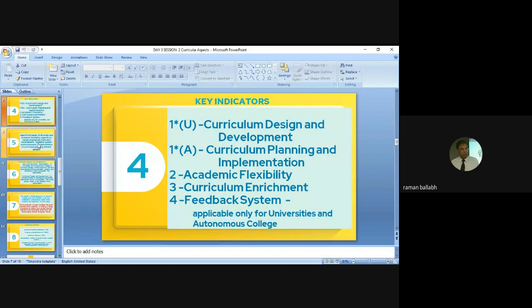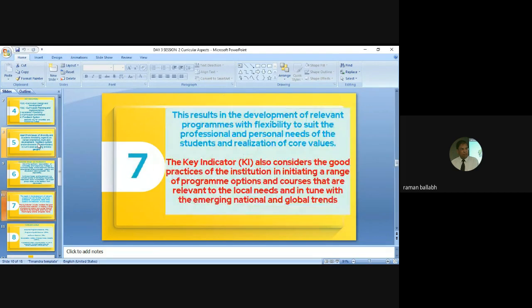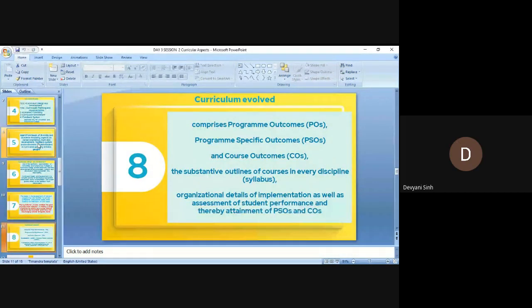Can't hear you, sir. Ma'am, let's start with the curriculum designing and development, right? Okay. The curriculum is designed by the university on the basis of program outcome, and on the basis of these program outcomes, the specific outcomes and the course outcomes are there. When these outcomes are defined, then the entire curriculum is evolved.